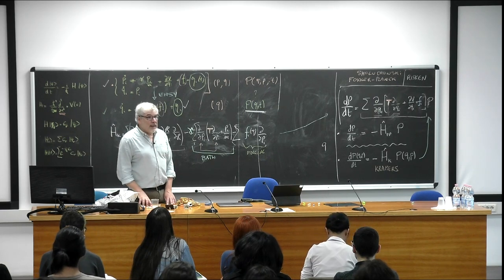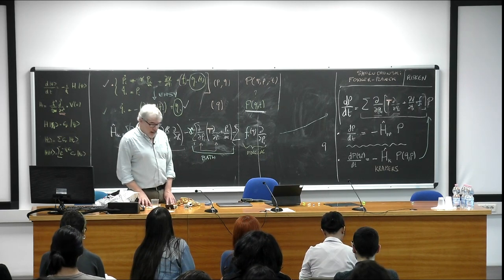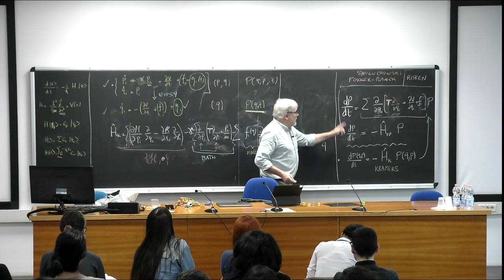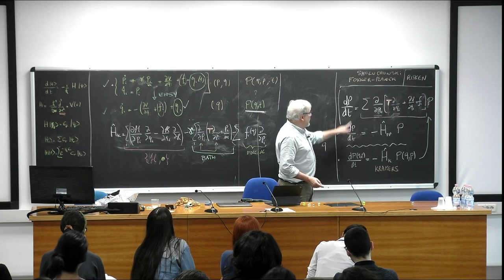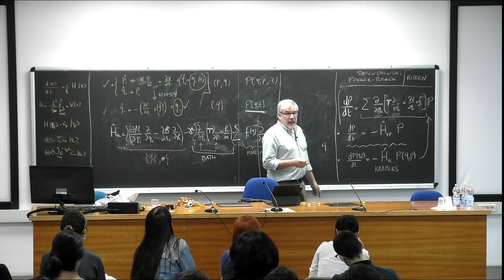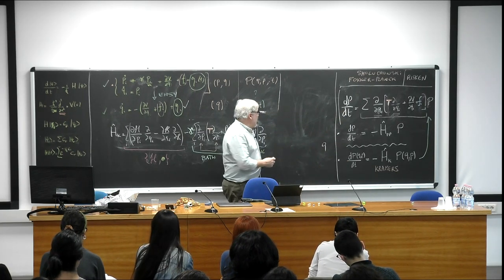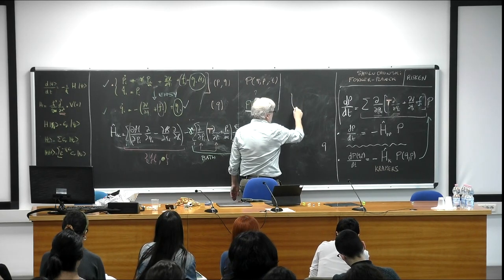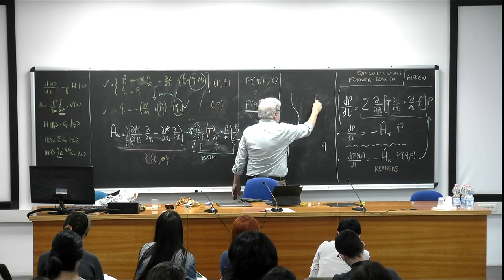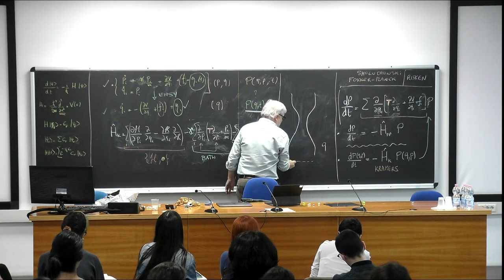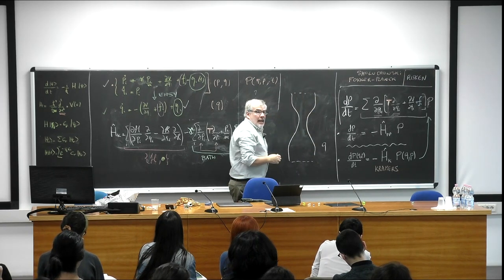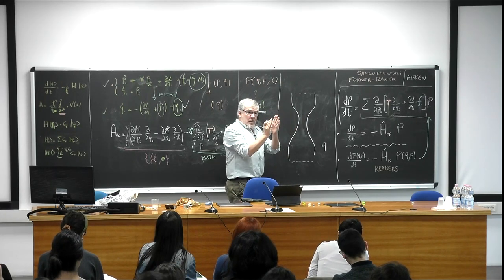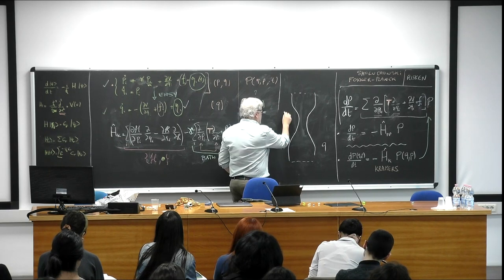You will find it in Risken, well done. So imagine this kind of approximation that leads you from here to here. Imagine you have a quantum problem now, for example, a channel like this with periodic boundary conditions, and this is very narrow, okay? And you want to study the dynamics.